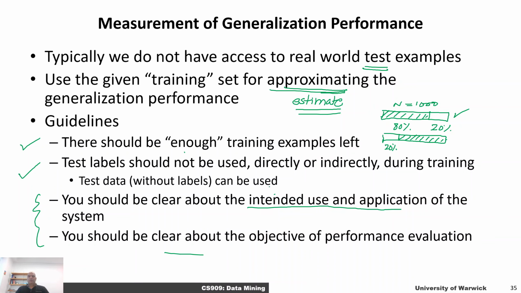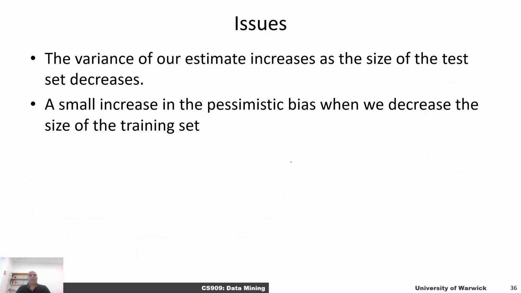Okay. So up till now, what we've talked about is that we want to estimate the generalization performance of a classifier. Now, this is the primary issue with that. These are the statistical issues from estimation theory: the variance of our estimate increases as the size of the test set decreases, and there is a small increase in the pessimistic bias when we decrease the size of the training data set. Those are the two primary issues, and I'm going to help you understand what these issues actually mean. I'm going to take an example that has got nothing to do with machine learning.